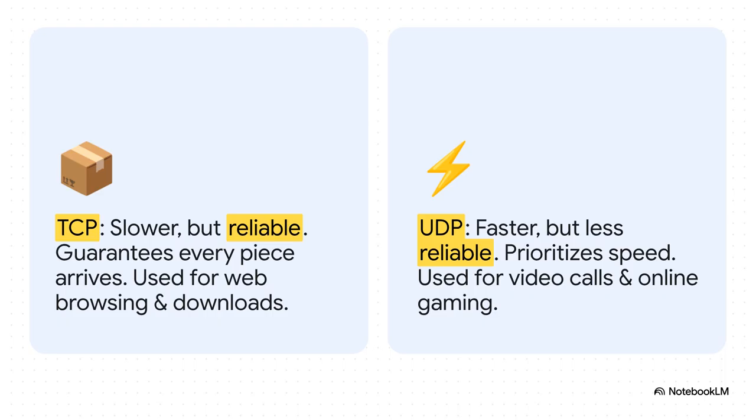UDP, on the other hand, is all about speed. It just throws the data across the network as fast as possible and doesn't really worry if a few bits get dropped. This is what you want for a video call or online gaming, right? A tiny glitch is way better than a long buffering delay.